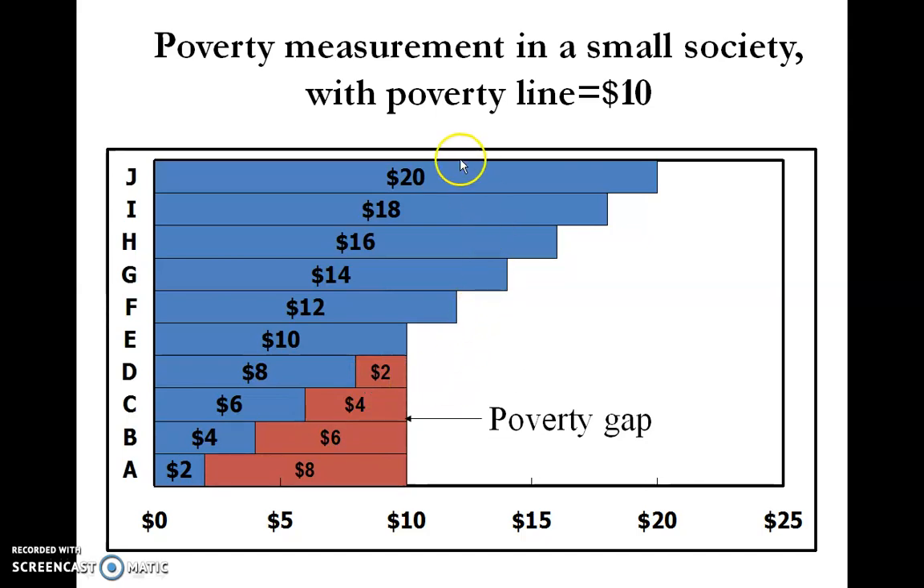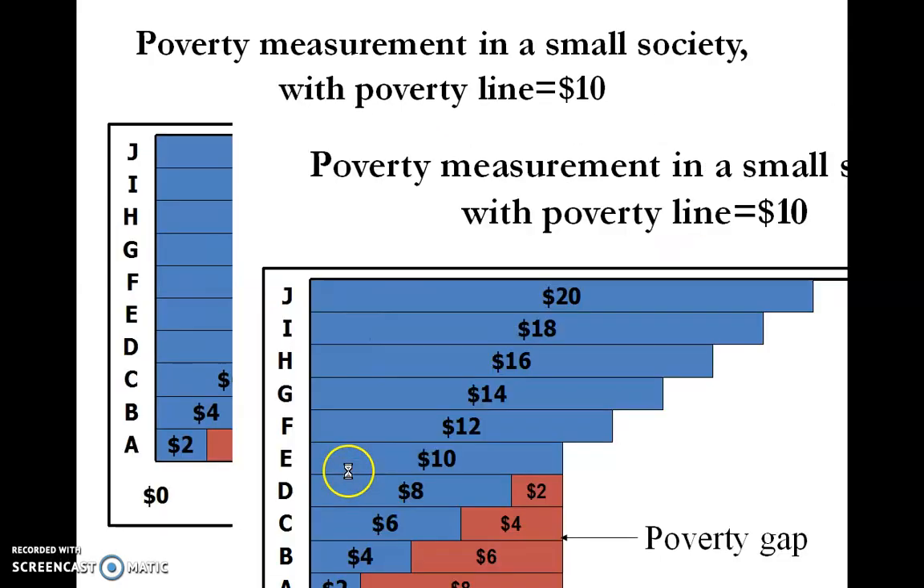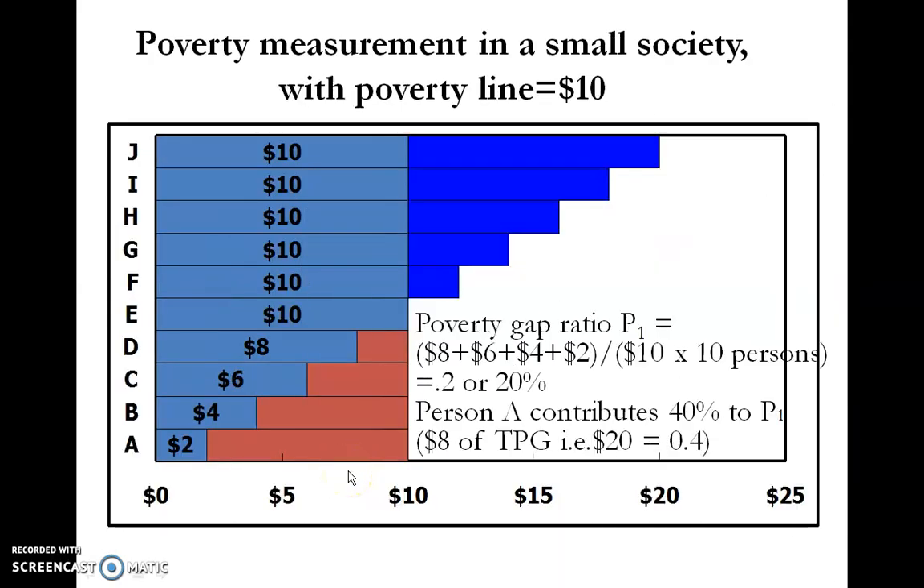The total poverty gap in the society is what? Okay, the total poverty gap ratio is 20%. Go back to your formula for P1 and do the calculation. Now, let's consider how much each person contributes or what their weight is towards this index.